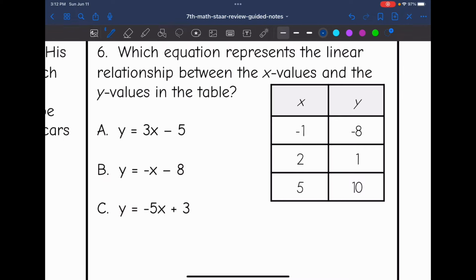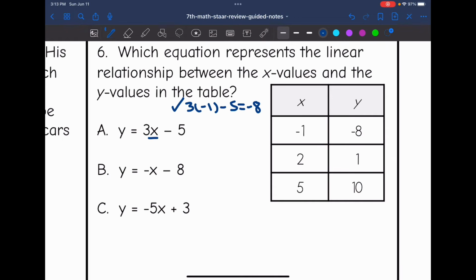I am going to start with negative 1 for x and see if that gives me the output of negative 8. So we would do 3 times negative 1 minus 5. I just replaced x with negative 1. 3 times negative 1 is negative 3, and negative 5 is negative 8. So far this equation works.